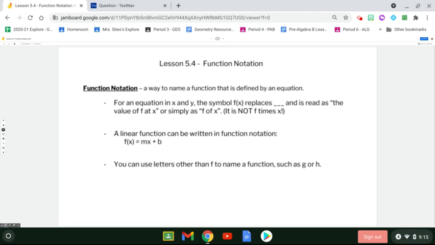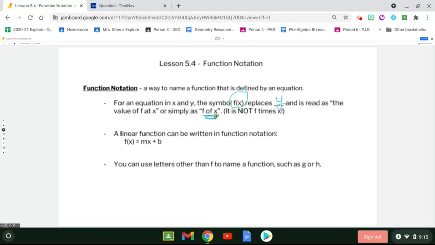Today what you're going to be learning in lesson 5.4 is something called function notation. Function notation is just a different way to name a function that is defined in an equation. For an equation in x and y, the symbol, and this is what function notation is, is called f of x. It replaces basically the y in the problem, and it is read as the value of f at x, or the way I will always refer to it as f of x.